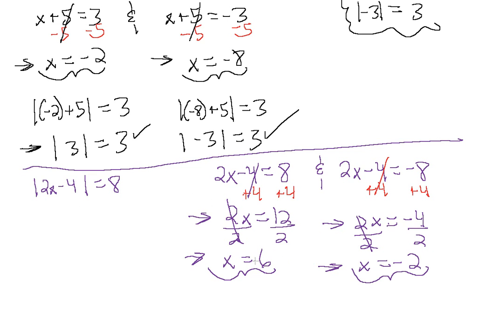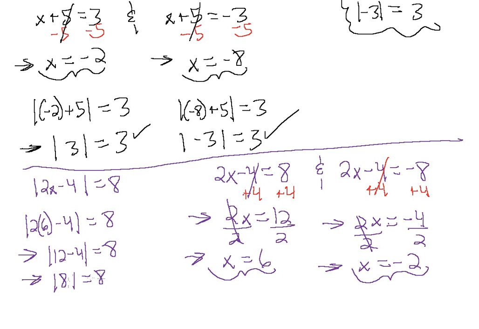Now we need to check these by plugging each one in separately into our equation. And if it remains true, then our solution is valid. So we have the absolute value of 2 times x, which is 6, minus 4, equals 8. 2 times 6 is 12, minus 4 equals 8. 12 minus 4 is 8. The absolute value of 8 is indeed 8, so that checks out.